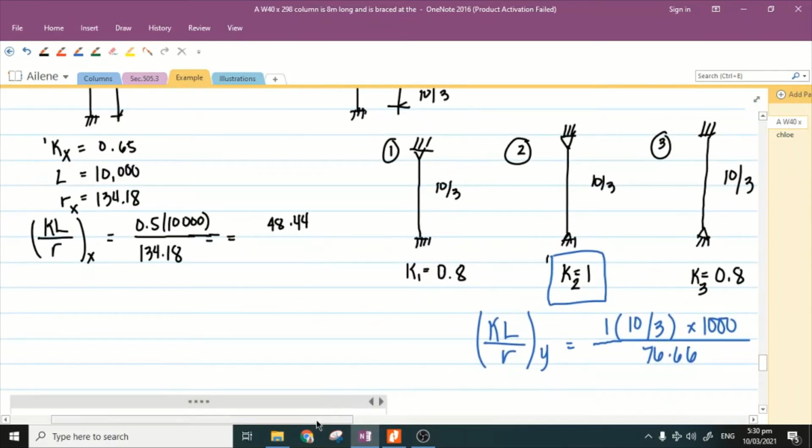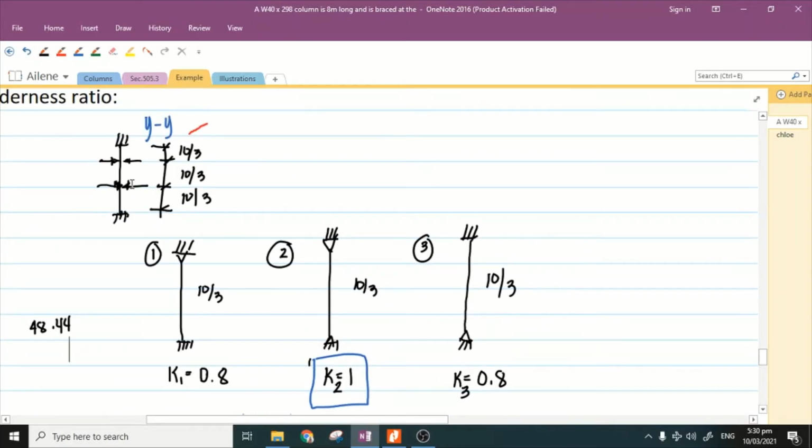And then, proceed naman tayo dito sa kay y-axis. Therefore, meron tayong tatlong column dito. Unahin natin yung galing sa baba muna. Meron tayong fixed support sa baba, and then yung top, ito yung unang column, pangalawa, pangatlo. Dun sa first column, fixed yung base, and then yung top niya is pin, since bracing yung nandito. Pagdating naman dun sa second column, sa gitna, we have pin support at both ends. And then sa pangatlo na column, we have pin sa base niya, and then yung top is fixed.